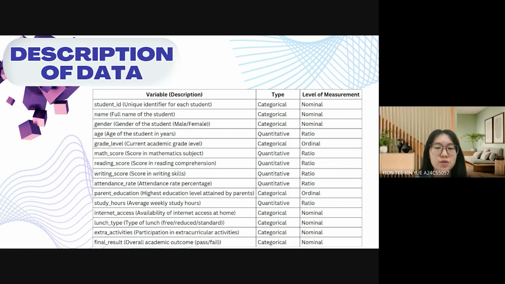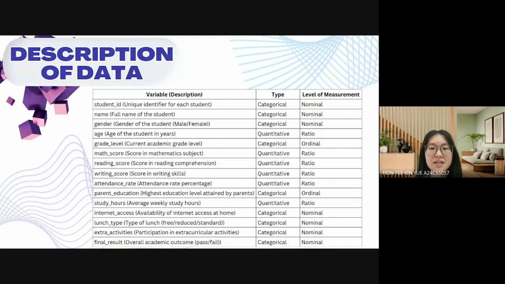This dataset includes 15 variables such as student ID, name, gender, age, grade level, math score, reading score, writing score, attendance rate, parent education, study hours, internet access, lunch type, extra activities, and final result. These variables are a mix of categorical and quantitative data types. For example, student ID, name, gender, internet access, lunch type, extra activities, and final result are categorical, and the level of measurement for those variables is nominal.